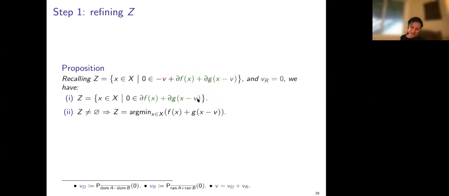Now, something really nice is going on here. We prove that, and this is true in general, if the set of critical points is non-empty, then it's exactly the set of minimizers. So we have a dichotomy here. We either have Z is empty or Z is the set of minimizers. And this is even new in the classical case where V is 0.